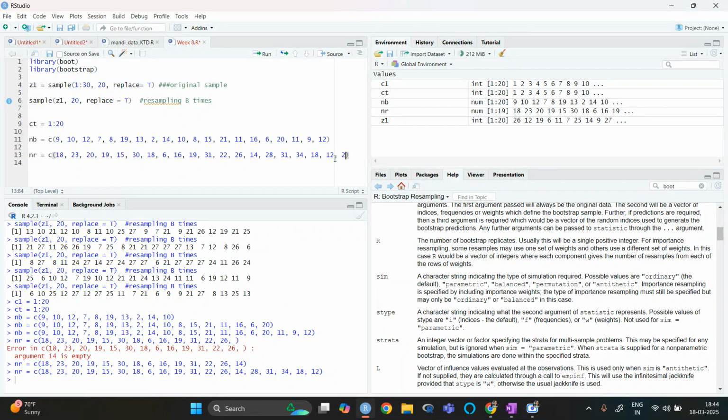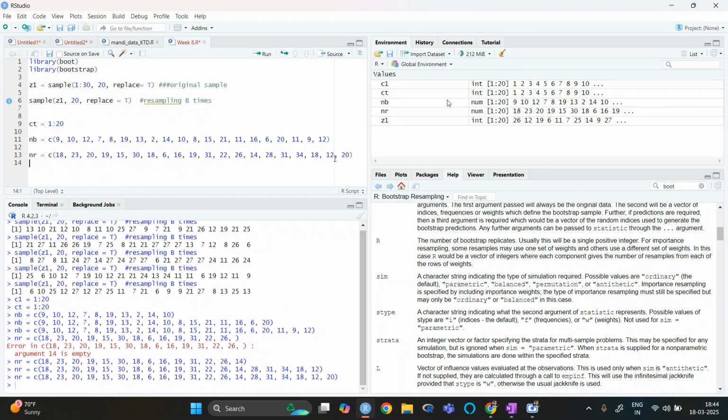Nine, 18, 10, 23, 12, 27, 19, okay. 8. So all are 20. Yes. So by this one, NB is the number of balls and NR is the number of runs.